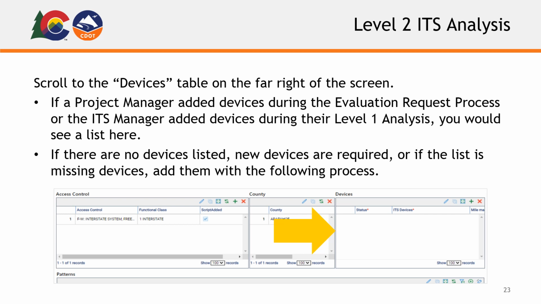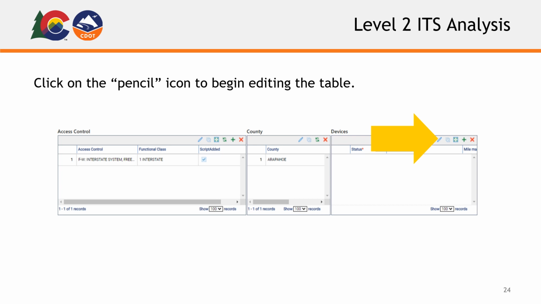If a project manager added devices during the evaluation request process, or the ITS manager added devices during their Level 1 analysis, you would see a list here. If there are no devices listed, new devices are required, or if the list is missing devices, add them with the following process. This can take some time, but it is necessary to justify further evaluation of the project impacts on each device. Click on the pencil icon to begin editing the table.